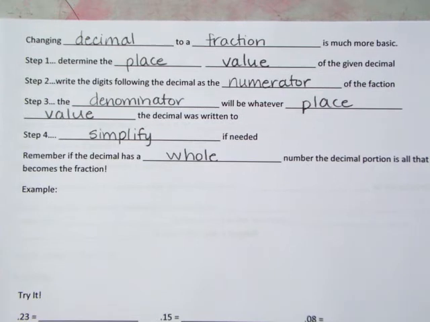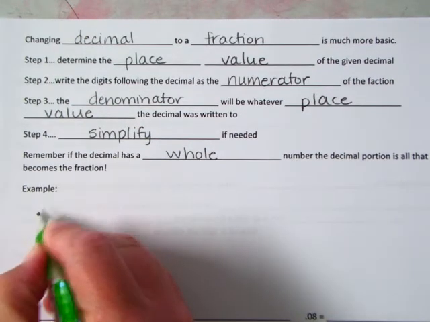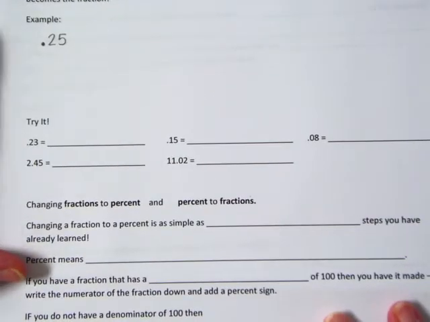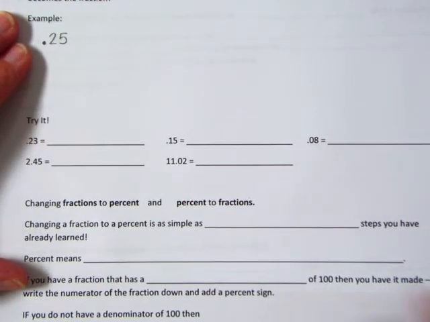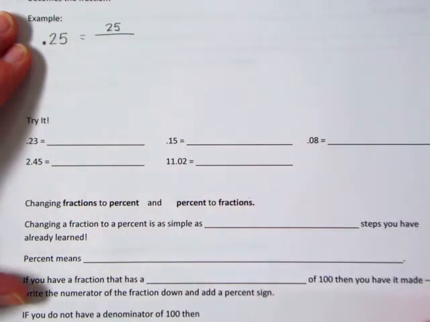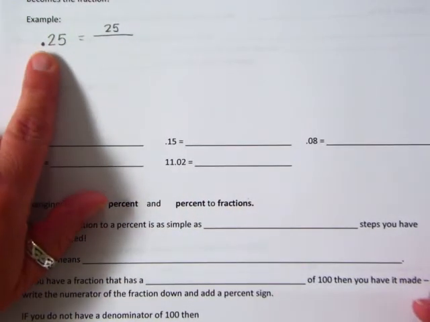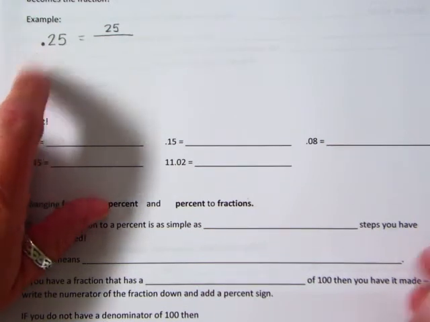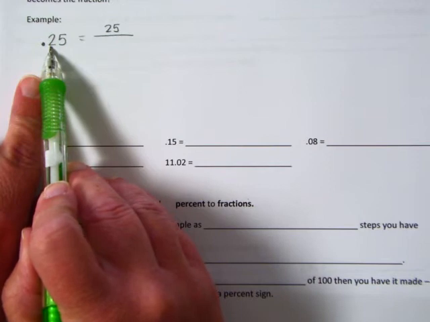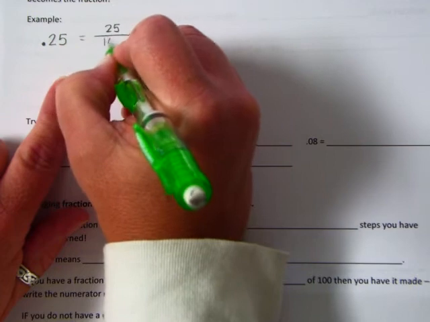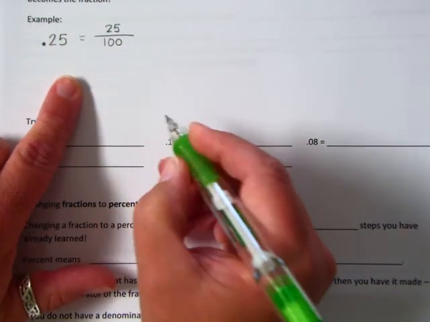So let's look at a couple of these. If you have decimal 0.25 and you are turning that into a fraction, the first thing we do is we look at the number that follows the decimal. That number is 25. So we're going to write that number as the numerator in our fraction. Then we look at the decimal and we say, what place value is 25 to? So you know that the 2 is in tenths and the 5 is in hundredths. So we use that as our denominator.